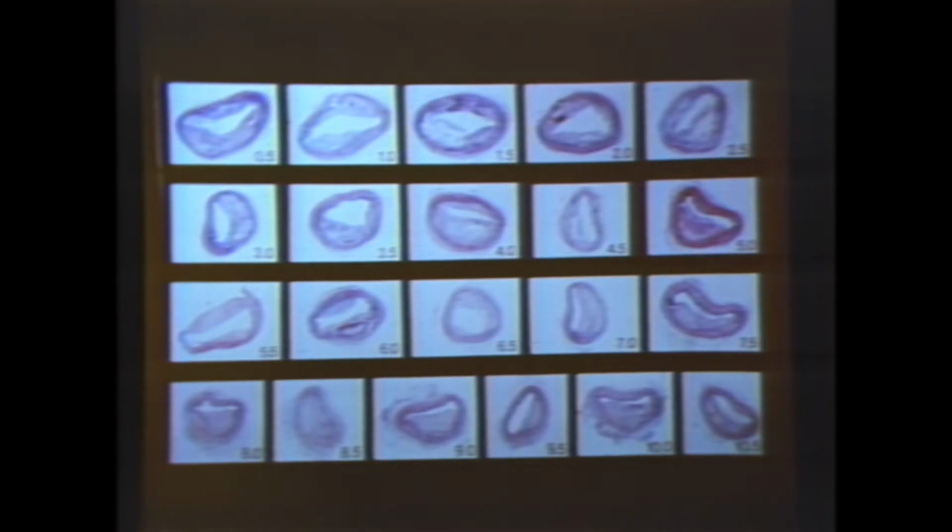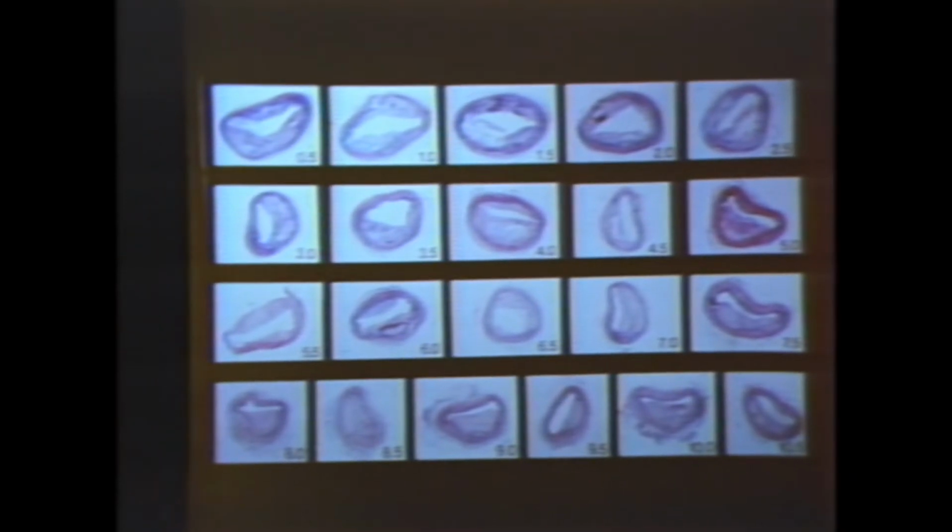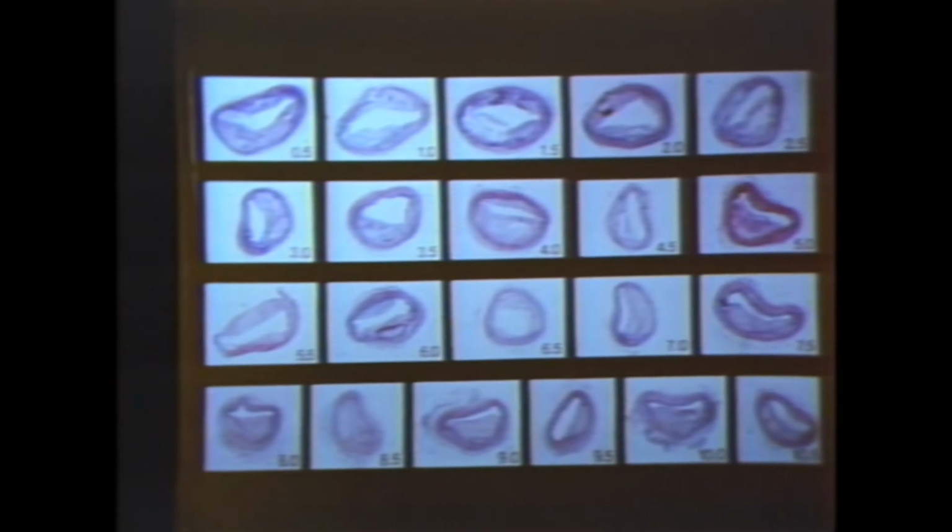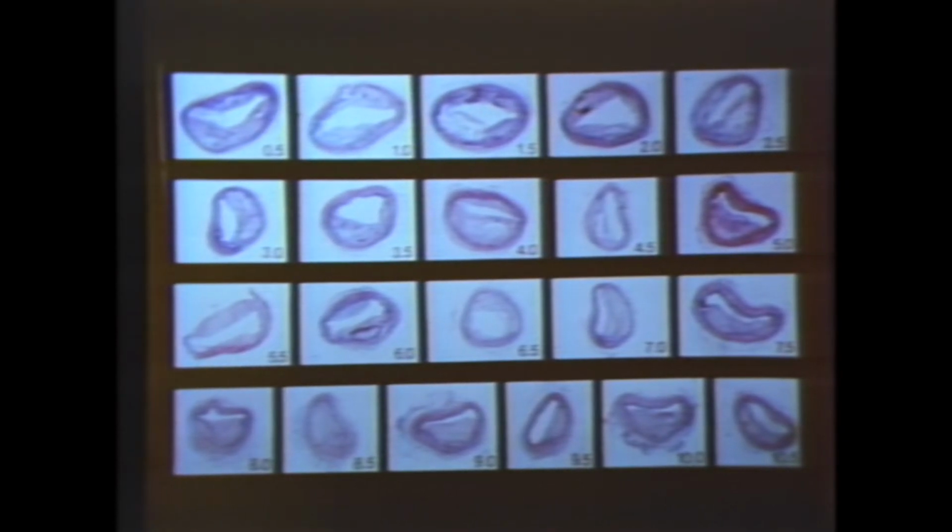Was that the right decision? We saw that patient at necropsy, unfortunately, 3 days later. And this is the right coronary artery. Each one of these numbers represents the number of centimeters from the aortic ostium of the right coronary artery.